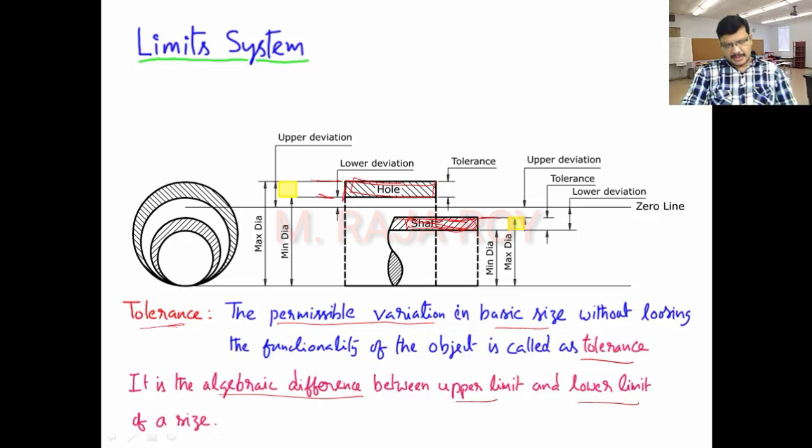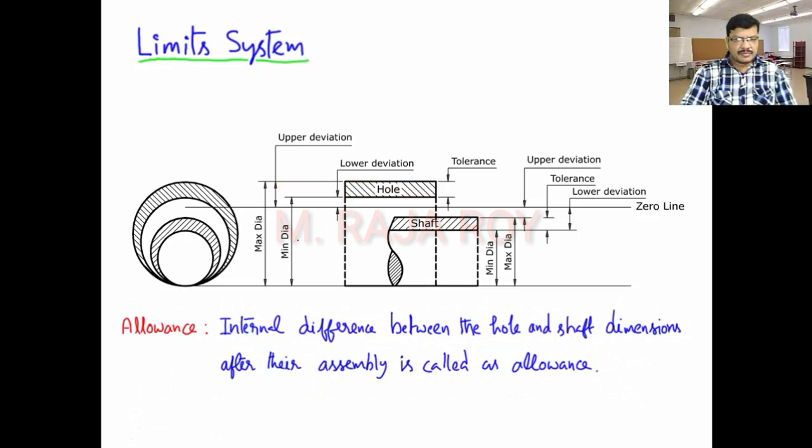Okay, that's about tolerance. Now, what is allowance? Allowance means the intended difference between the hole and shaft dimensions after their assembly is called as allowance.